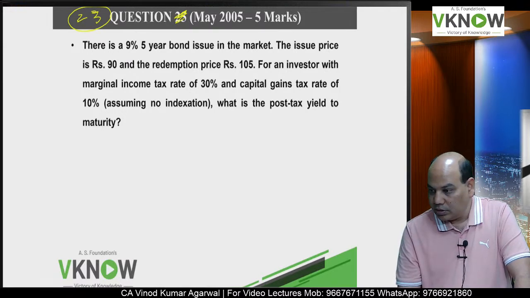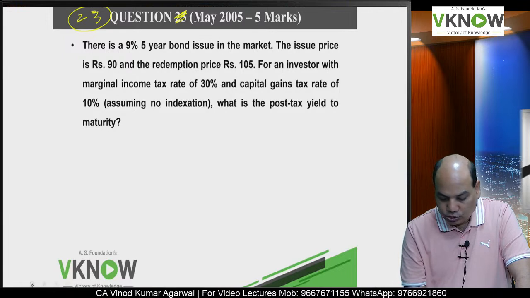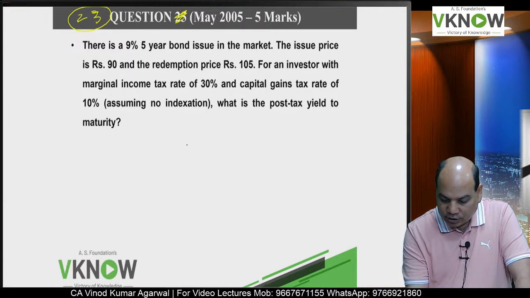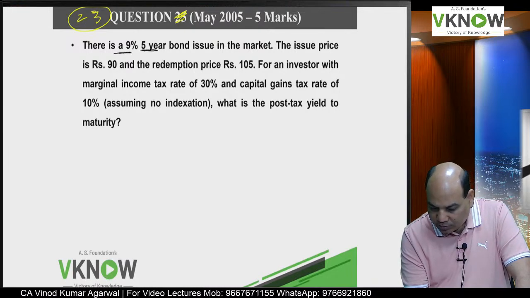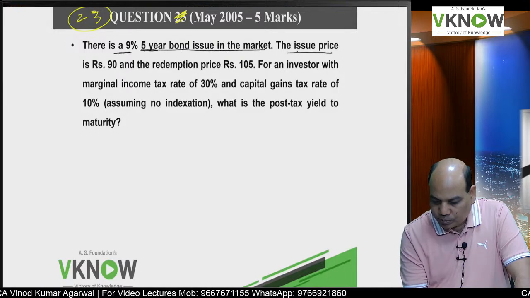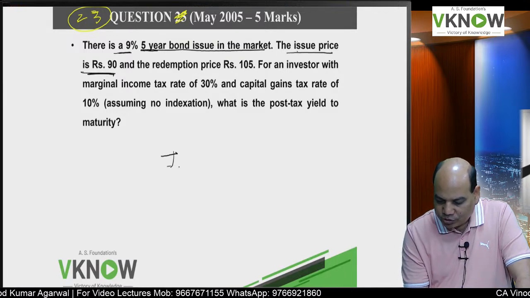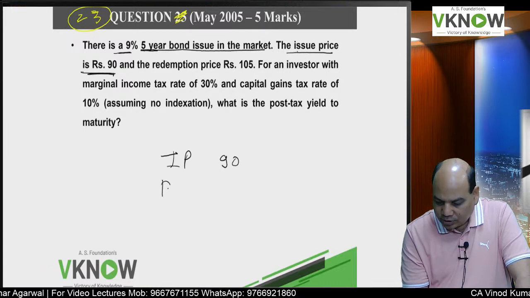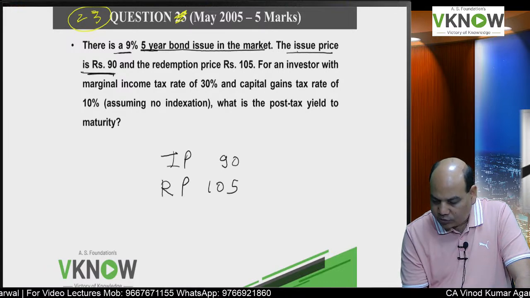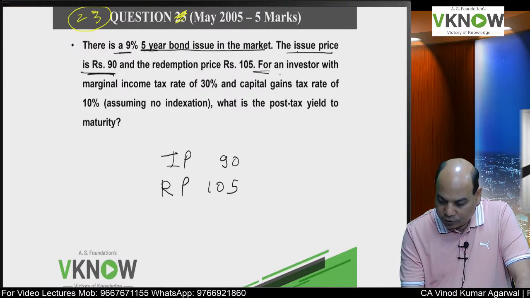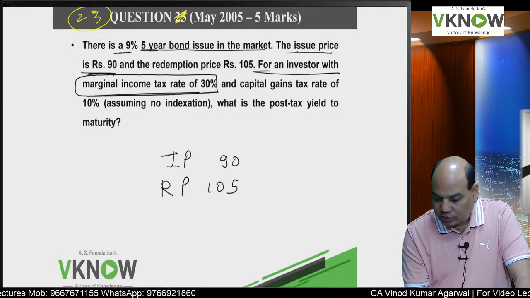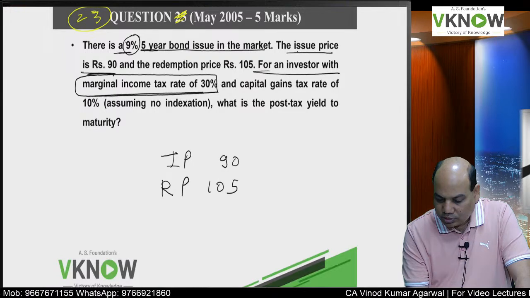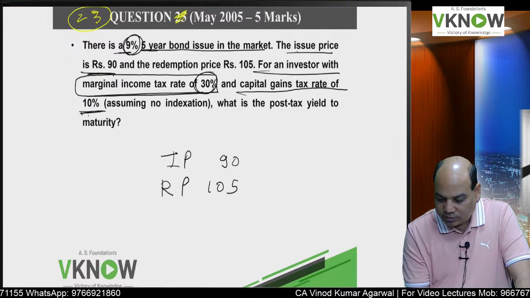There is a 9% 5-year bond issue in the market. What is 9%? Coupon rate. And the time is 5 years. The issue price is 90 and the redemption price is 105. For an investor with marginal tax rate of 30%, which means on interest you have to pay 30%, and capital gain tax rate is 10%.